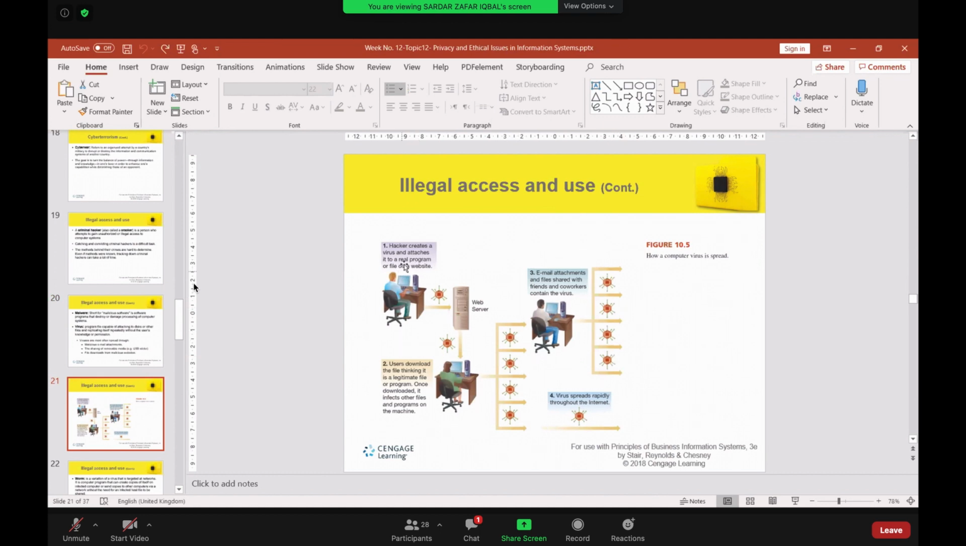So here you can see the hacker creates a virus and attaches it to a real program or file. This is the hacker at point number 1, and it is attached on the web server, and the user downloads it from the server. So the user will receive a virus here, and then once downloaded, it infects other files and programs on the machine, and whenever it is shared with others, by sending an email or sharing a file with others, USB, and so on, it goes on. Just like you can see with COVID-19. It's spreading from one to another, and same like this. It is also a virus, right? COVID-19. So a computer virus is created and spread in the same way.